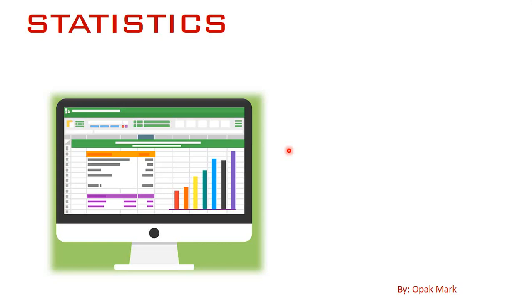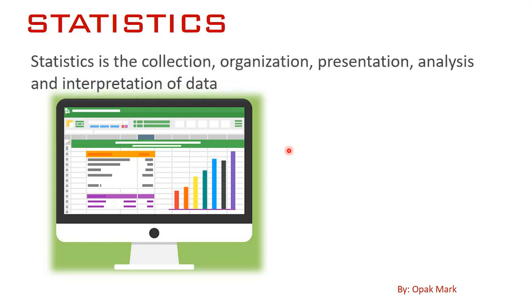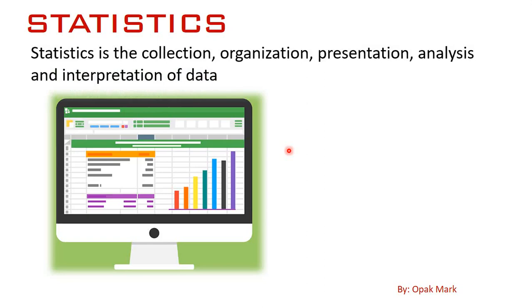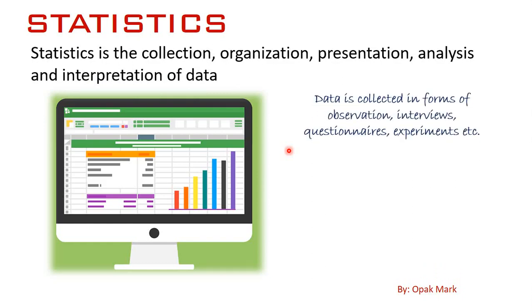Statistics is the collection, organization, presentation, analysis, and interpretation of data. When you talk of data, data is information in a raw form. And data is collected in form of observation, interviews, questionnaires, experiments, etc. Data is organized in tabular form for easy interpretation, and it can be represented in several ways, including pictograms, pie charts, bar graphs, etc., as we are going to see.